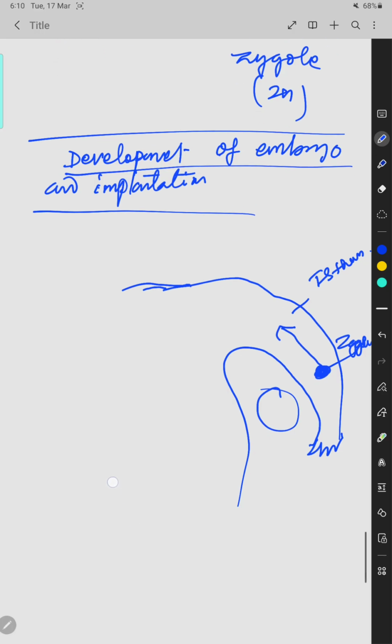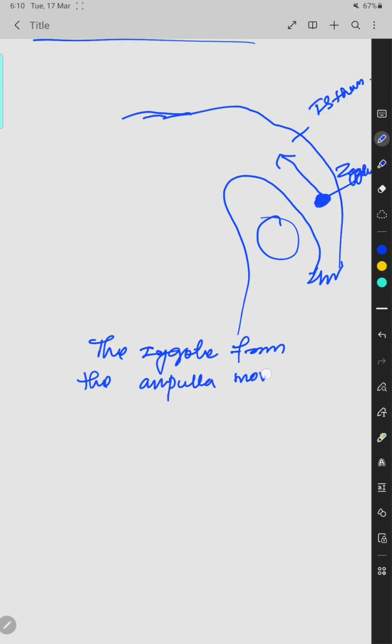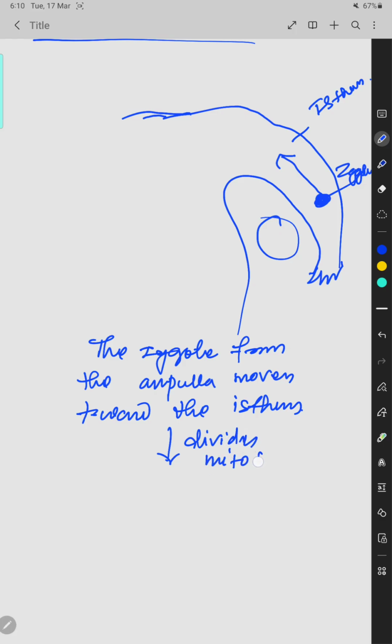Now what happens? The zygote from the ampulla moves towards the isthmus and divides mitotically, and this process is called cleavage.